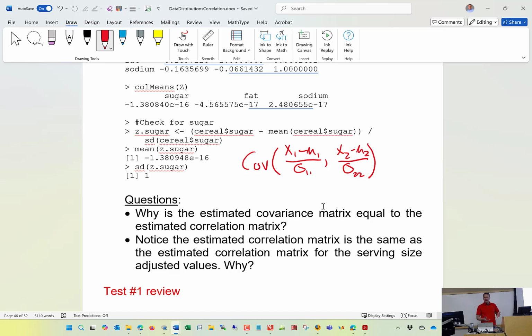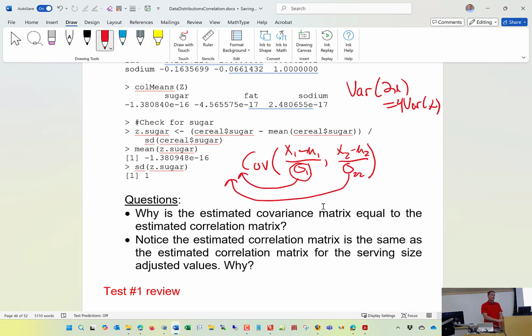For those who've had a mathematical statistics course, what's going to happen to this part there? Think about what happens when you have a variance. If you're trying to find the variance of, let's say, 2 times x, how could you simplify that? Exactly. 4 times the variance of x. If you haven't had a mathematical statistics course, that's okay. You don't need to know that. But the same thing's going to happen with the covariance. I'm going to be able to pull that out. I'm going to be able to pull that out as well.